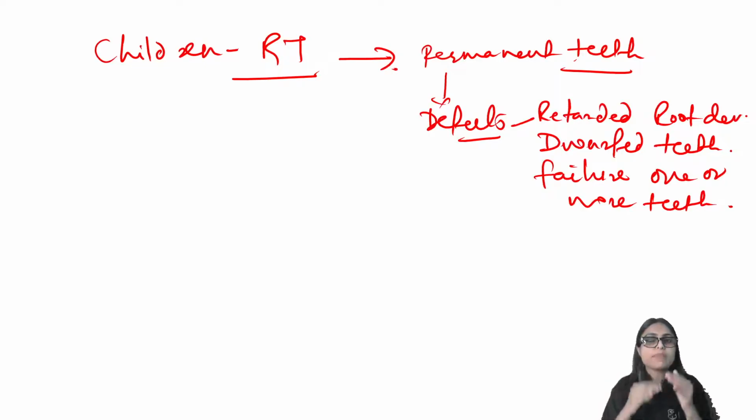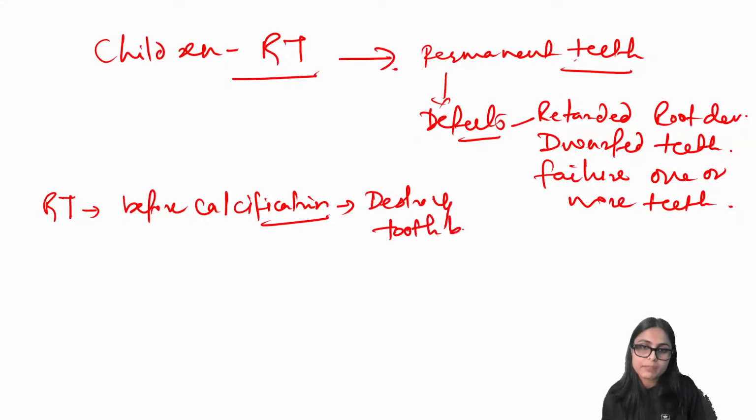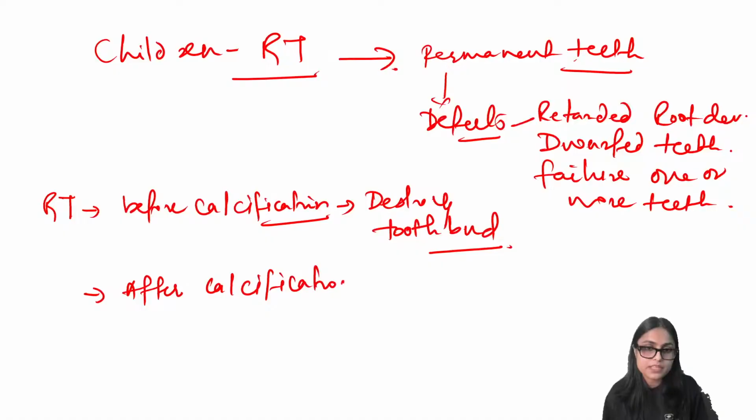Okay, now this also depends on when the child receives radiotherapy. Before calcification of the tooth, it may destroy the tooth bud. Okay, if radiotherapy is given after calcification, these are very important points. Please write it down or you can just remember.